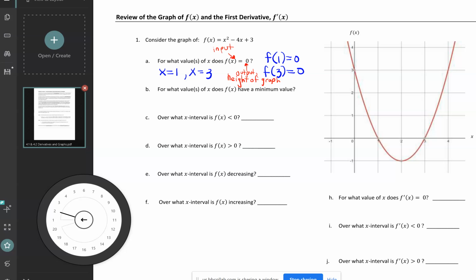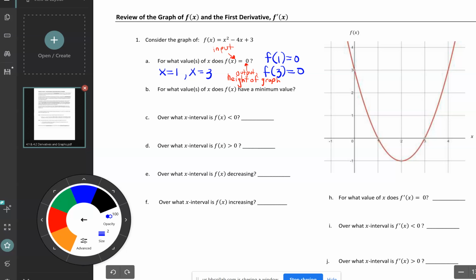Okay. And for what values of x do we have a minimum? So if they're just asking me for the values of x, that would be when x equals 2, right? When x equals 2, that was my minimum. So make sure you're reading really carefully on MyMathLab. Now, what is the minimum? I would say the minimum value is -1, but it happens when x equals 2. Okay, so those are the points that y'all picked out on the graph.